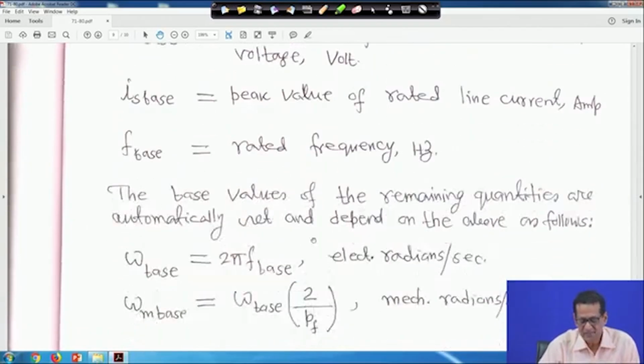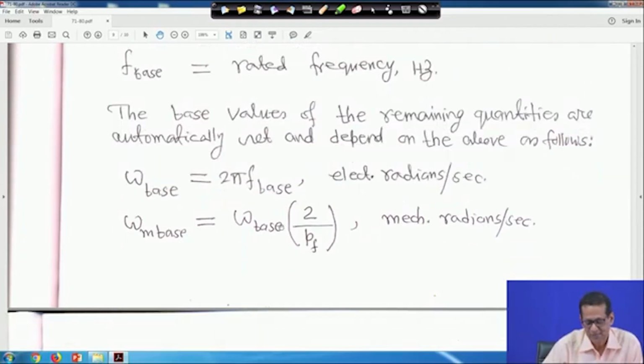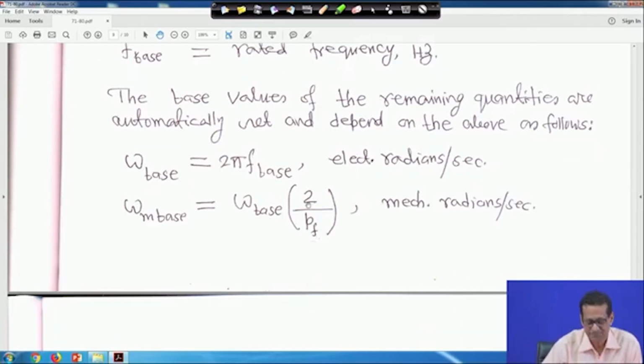Now, the base values of the remaining quantities are automatically set and depend on the above as follows. For example, omega base will be 2 pi F base, that is electrical radian per second. Then omega mechanical base is omega base into 2 by Pf, where Pf is the number of field poles. That is mechanical radian per second.